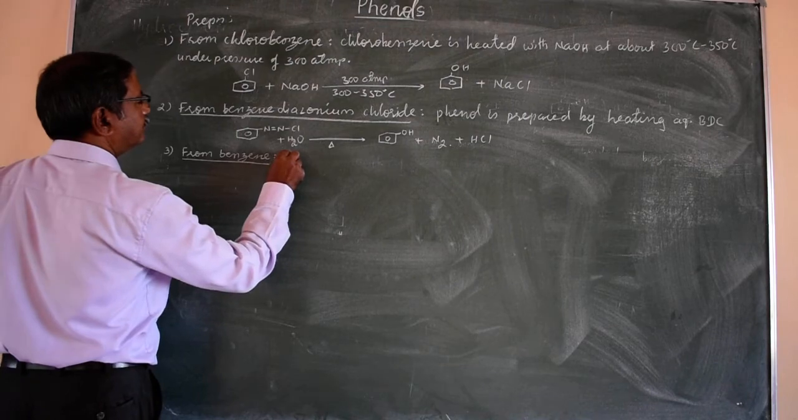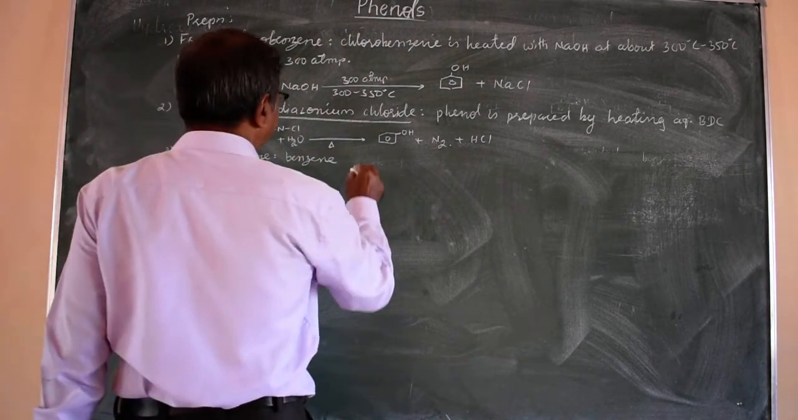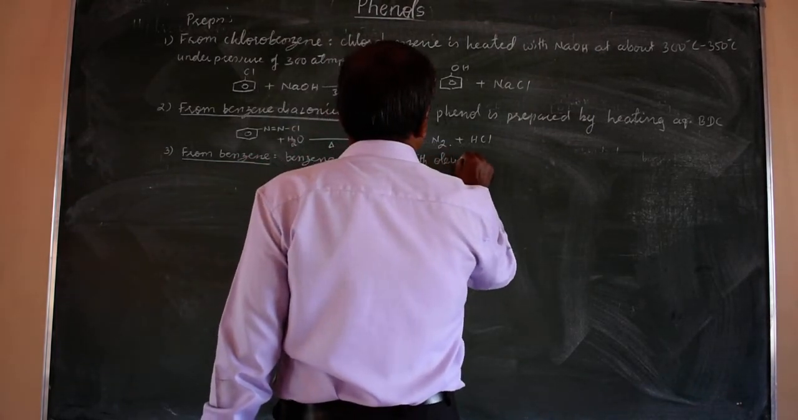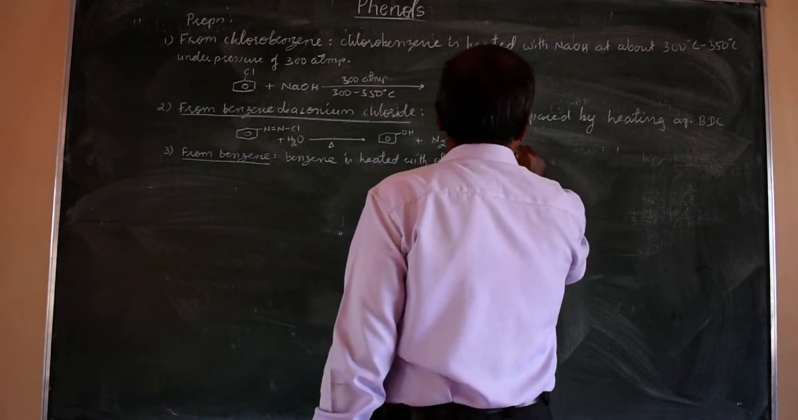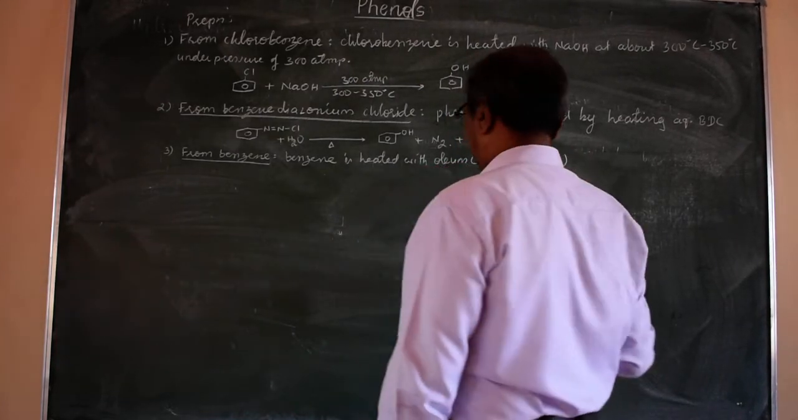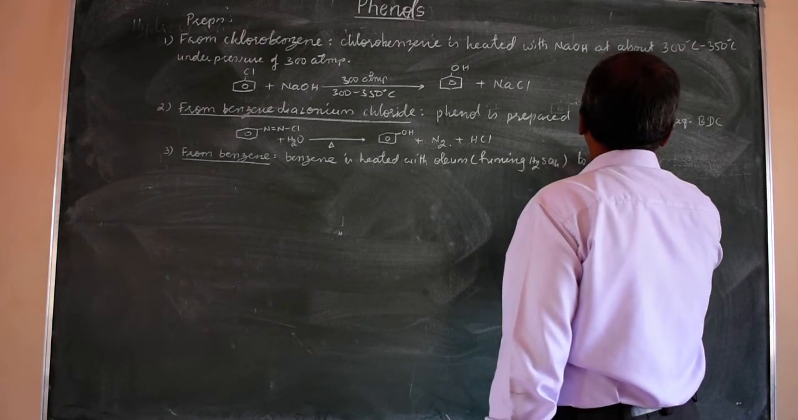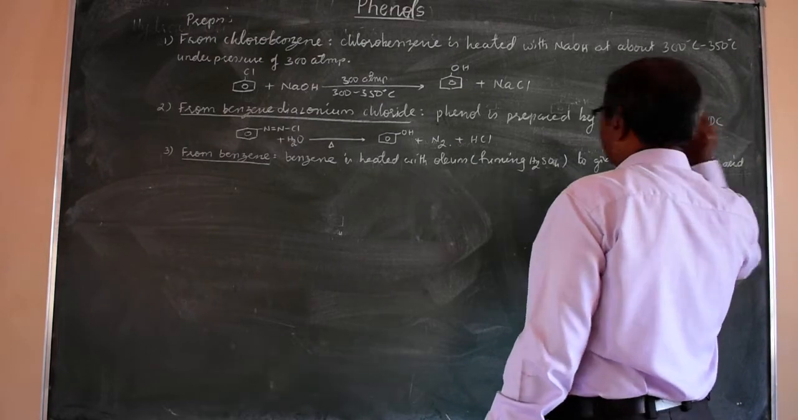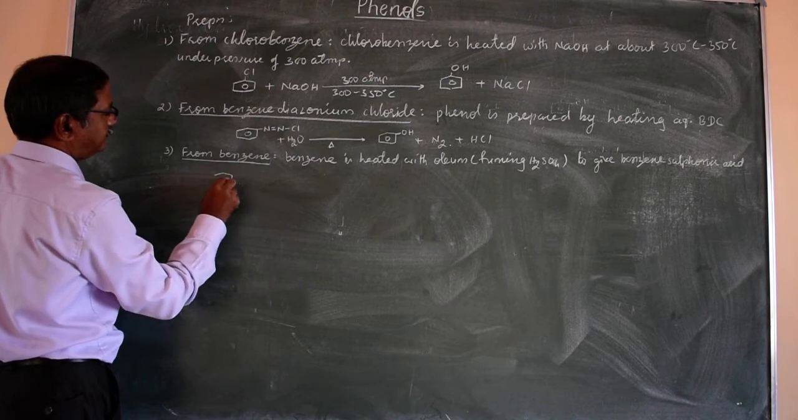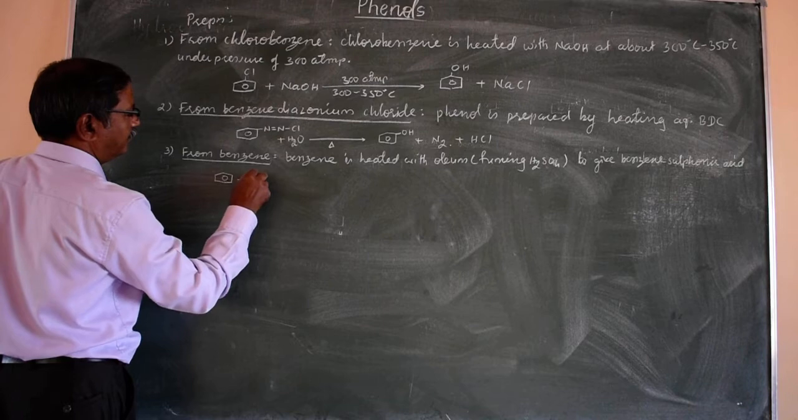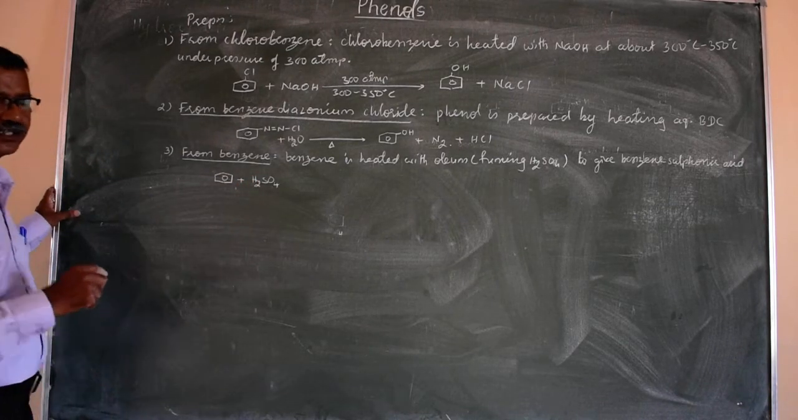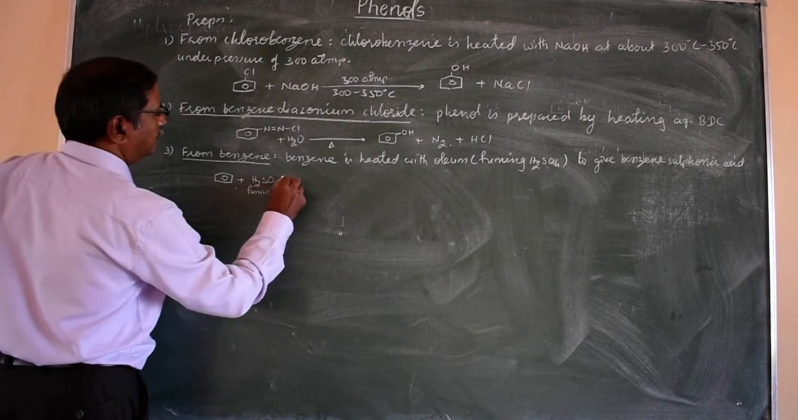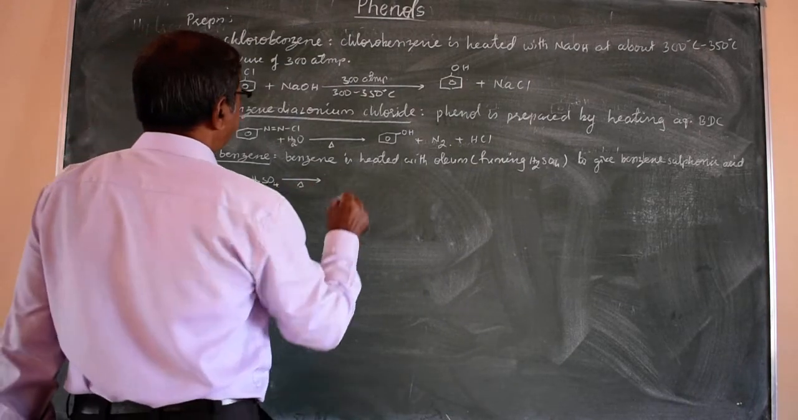So benzene is heated with oleum, also called fuming sulfuric acid, to give benzene sulfonic acid. So we have benzene heated with oleum or fuming sulfuric acid. Oleum is H2S2O7. So I am writing highly concentrated or fuming sulfuric acid. This mixture on heating gives benzene sulfonic acid.